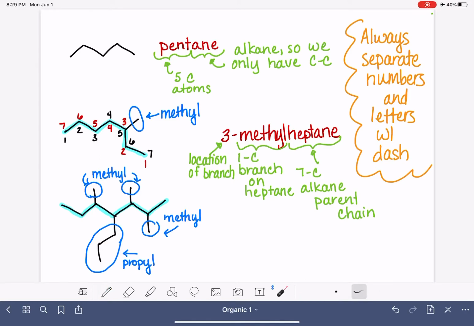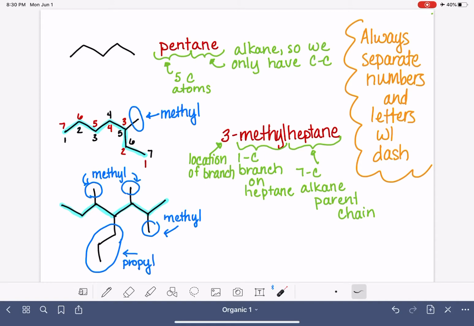So remember, our goal is to give our substituents the smallest set of numbers. And usually that means that we want to start at the end of the chain where the substituents are closer. Start at the end closest to the first substituent, meaning that at this end of the molecule, we're only one carbon away before we come to our first substituent. At this end of the molecule, we're a couple carbons away before we come to the first substituent.